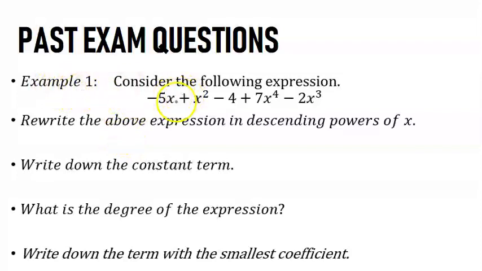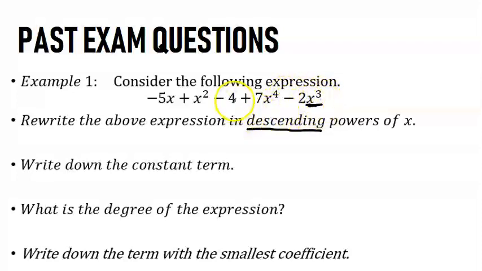Example 1. Consider the following expression. Minus 5x plus x squared minus 4 plus 7x to the 4 minus 2x cubed. Rewrite the above expression in descending powers of x. So descending powers of x, remember, is from biggest to smallest. So from the biggest power to the smallest power of x, and we'll end up with the constant term. But remember to include its coefficient, because that's one whole term.